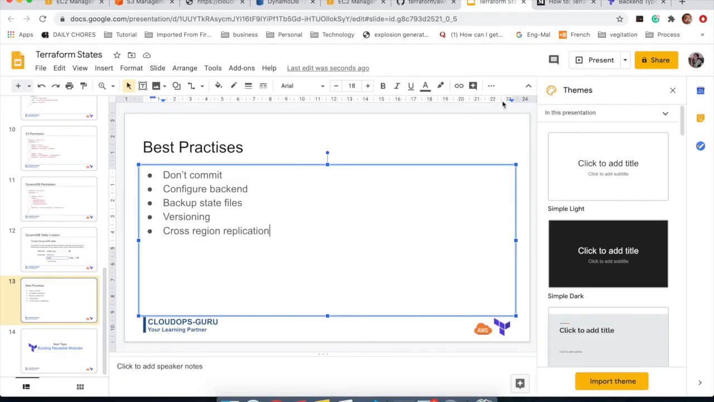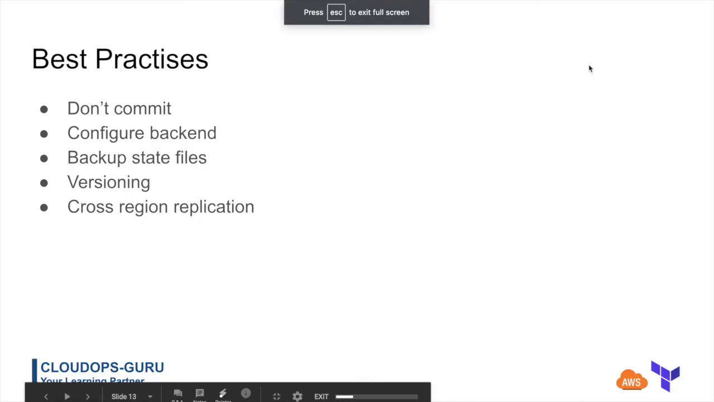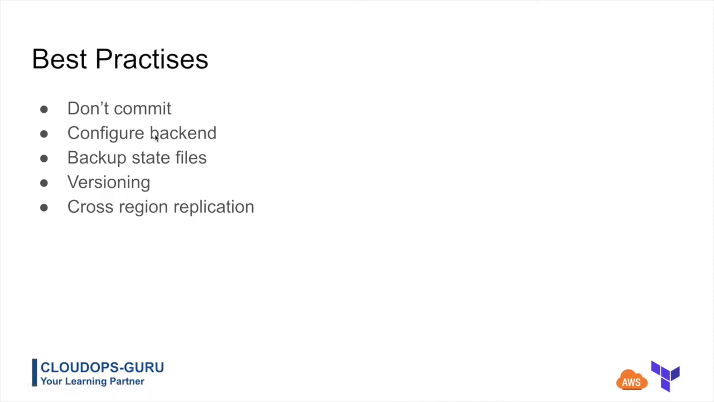Now let's see some of the best practices you are supposed to follow. The best practices include: you are not supposed to commit any state file into your Git repository, configure a backend rather than keeping it locally, and a backup strategy should be there. If you're using an S3 bucket, keep versioning enabled there and use cross-region replication if it is needed.